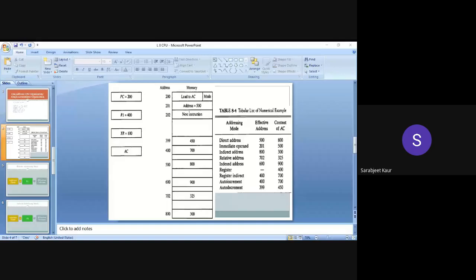So if the mode is a direct mode, then what happens? Then this address is the effective address. We go to this address and what we get is our operand. So the effective address in this case is, please speak up.